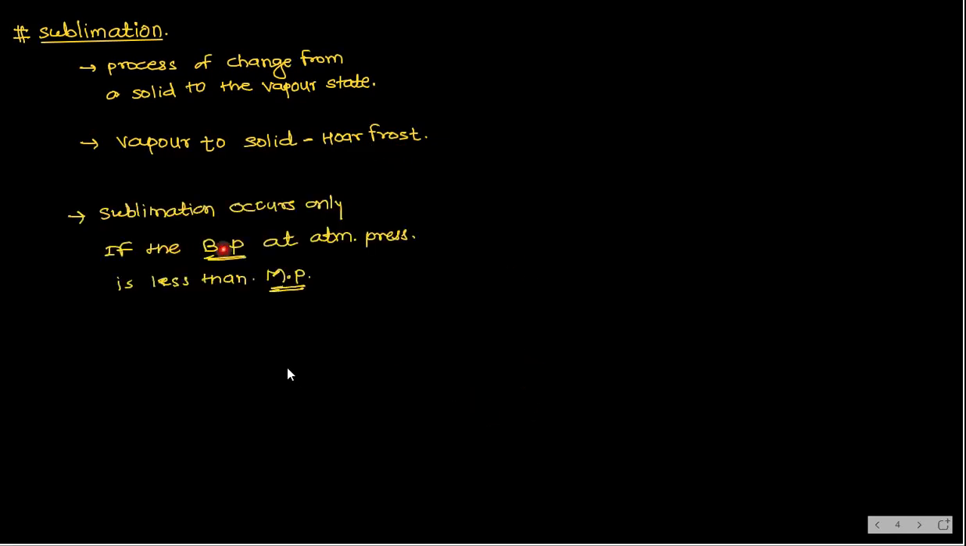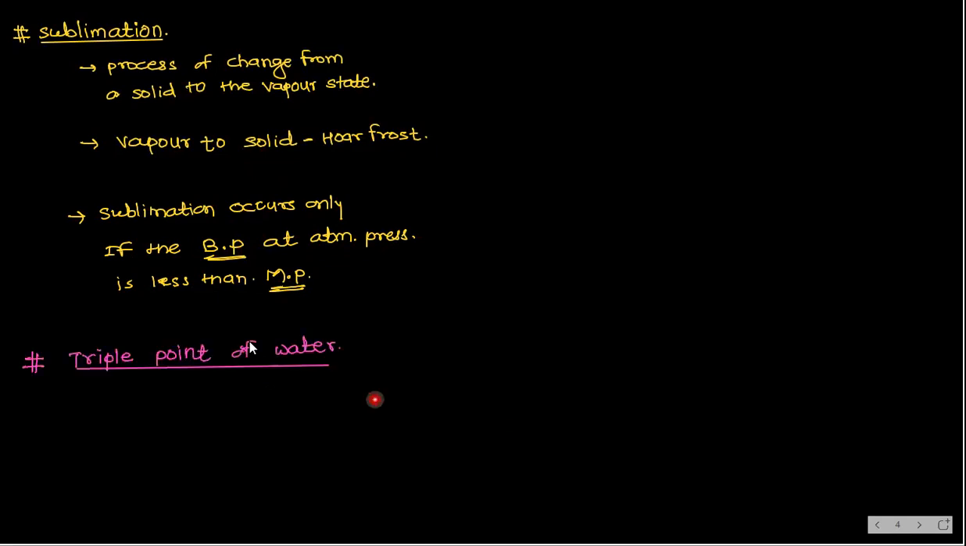Next, sublimation occurs only if the boiling point at atmospheric pressure is less than the melting point. When it is occurring, see, sometimes you will see that even in summer, ice stones are falling. That is due to this only. So vapor to solid, direct hoarfrost. Okay.